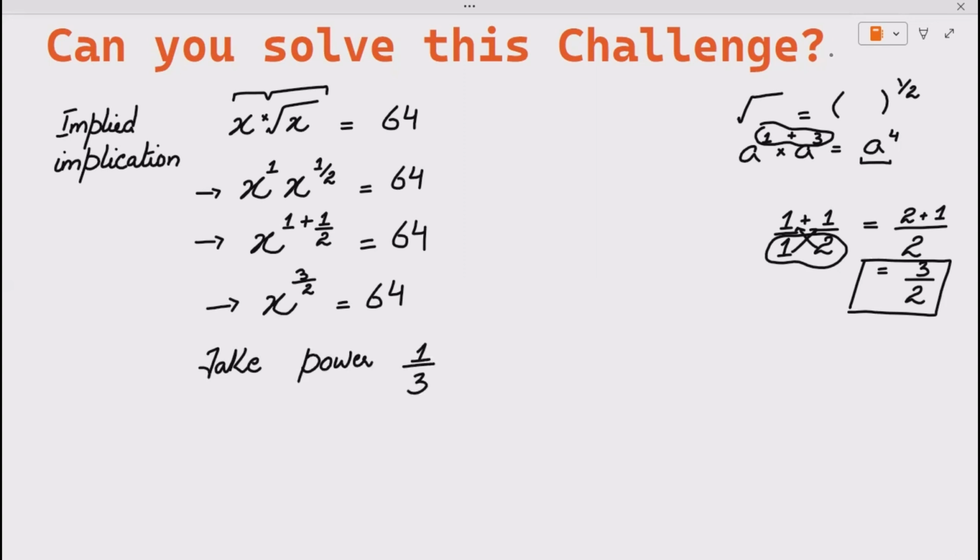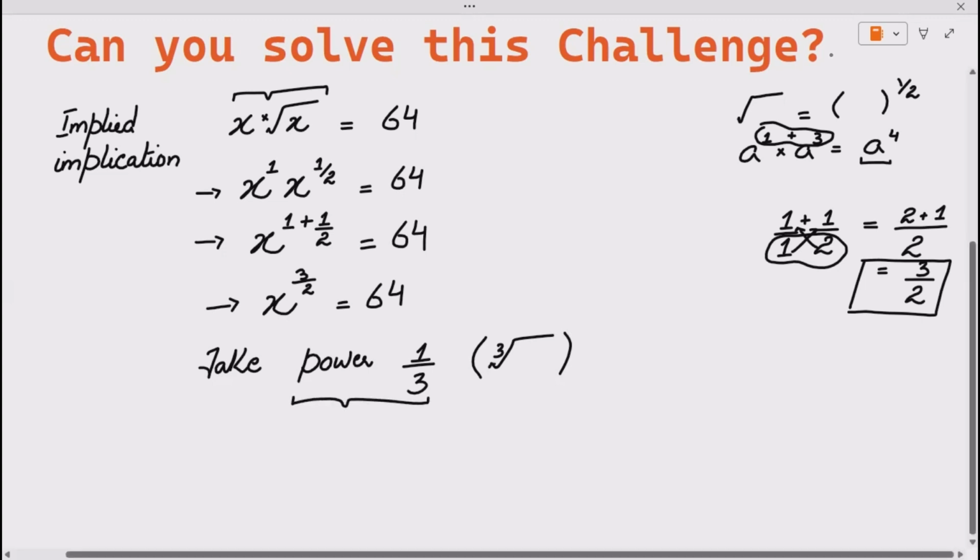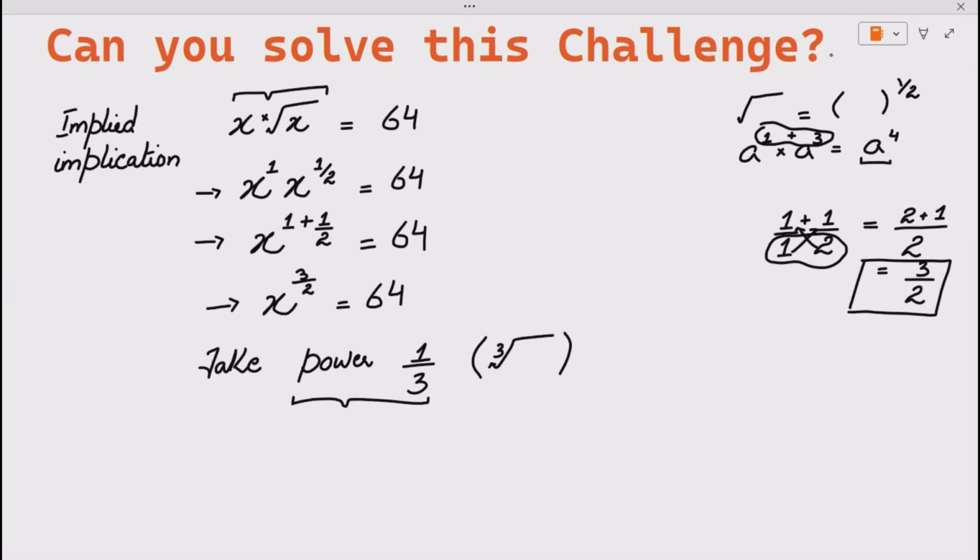In mathematics, it means under root 3, right? So both the things are same. Likewise, square root and power 1 upon 2 are the same thing. In the same way, power 1 over 3 means cube root, right? There we call it cube root.